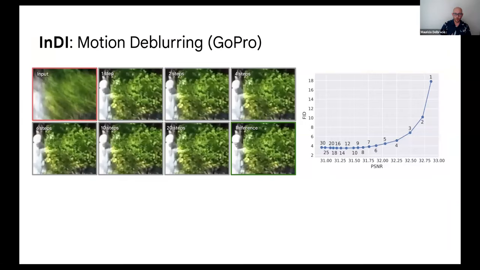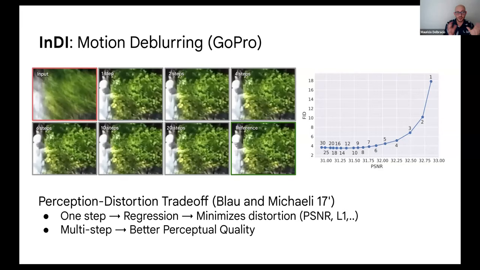Right, so we can do the same, but training a model for doing motion deblurring using the standard GoPro image deblurring dataset. And here on the left, you can see the input and then the results, a crop, when using different numbers of steps in this procedure. And the plot that I'm showing on the right shows the PSNR versus the FID score of the reconstructed images when using different numbers of steps, right? One interesting thing is that there's this perception-distortion trade-off, introduced by Blau and Michaeli, that says that you cannot simultaneously create an estimate that maximizes PSNR or minimizes distortion and also maximizes the perceptual quality, right? There is this perception-distortion trade-off, which is also related to the regression to the mean that I presented.